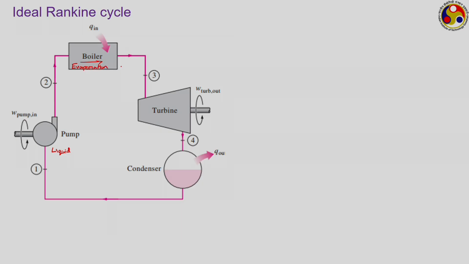So, instead of boiler, the term evaporator is also quite commonly used. Then at point number 3, we can get several possible states. It may be a saturated vapor or it may be a superheated vapor. So, at point number 3, our state may be saturated vapor or it can be superheated vapor.